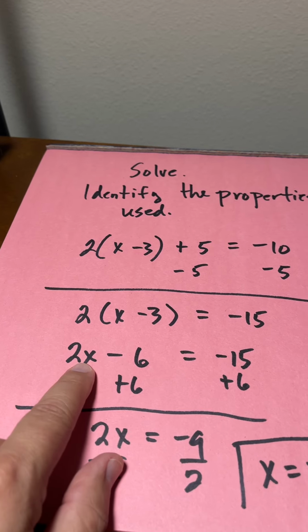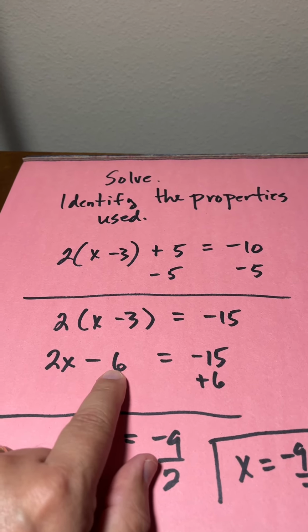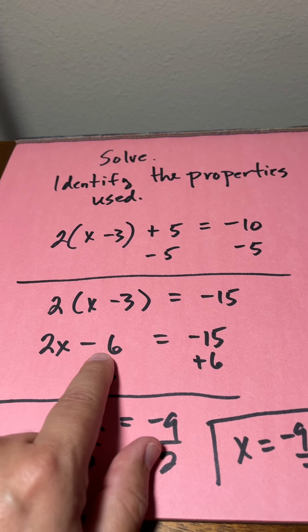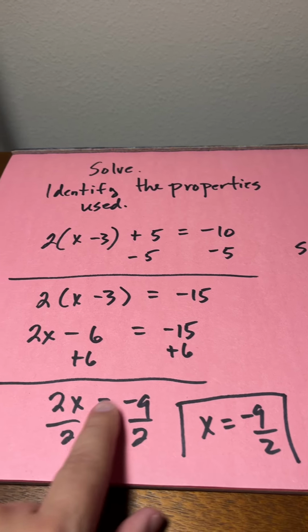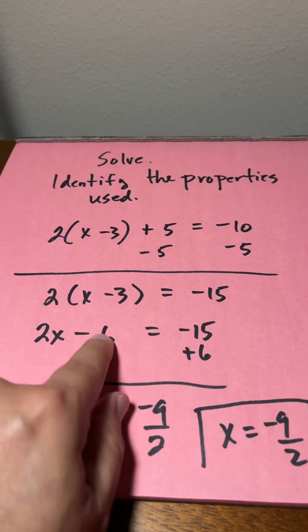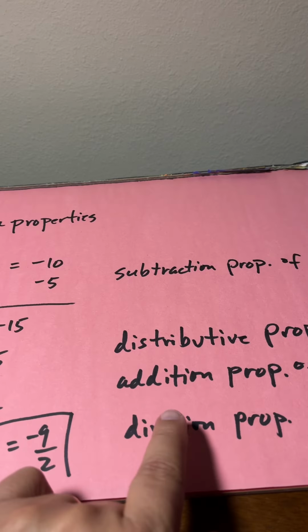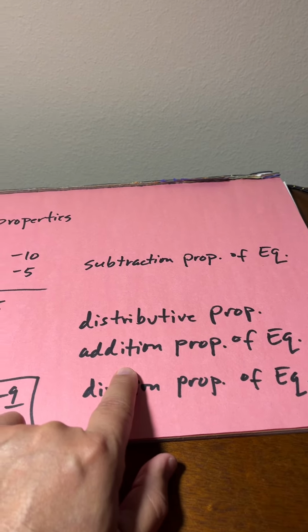Next, I'm trying to get x by itself. It's being multiplied by 2, and it has 6 being subtracted from it. So you get rid of the addition and subtraction first. So to get rid of subtraction, I add 6 to both sides, which gives me, these are going to cancel. So this gives me 2x equals negative 9, and that is called the addition property of equality.